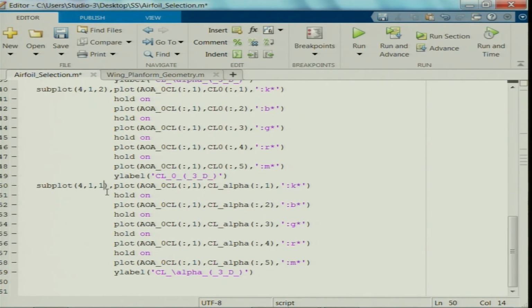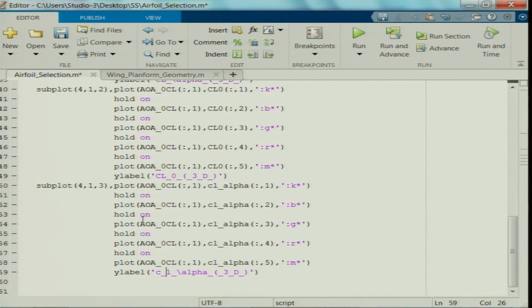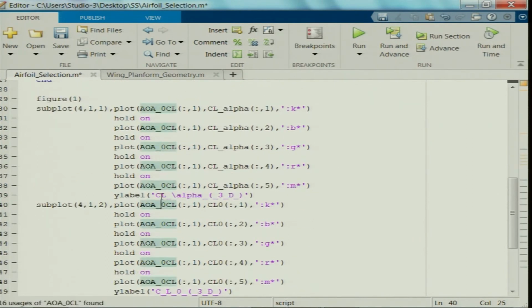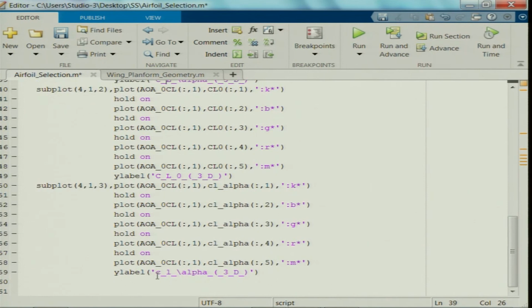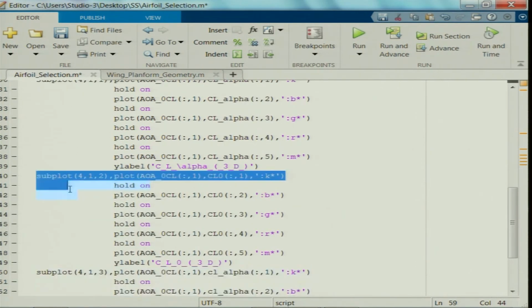The third plot will be CL alpha, small CL, isn't it? So what we have is small CL, right. This is capital C underscore small l, or say CL alpha 2D, anyway we are giving it a name here, 2D. So I do not think it will trouble us much.